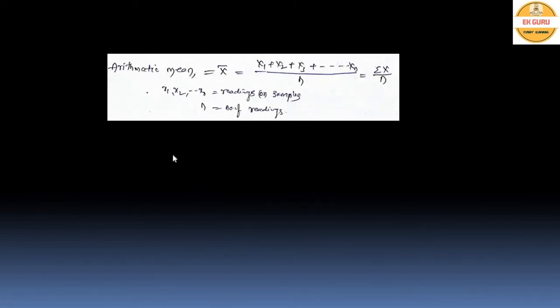For that, first we will calculate the arithmetic mean. This is a simple mathematical analysis. As we know, the arithmetic mean is the sum of the readings divided by the number of readings. The readings are represented with x1, x2, x3 and so on up to xn, and n is the number of readings. The arithmetic mean is equal to the sum of the readings divided by the number of readings.